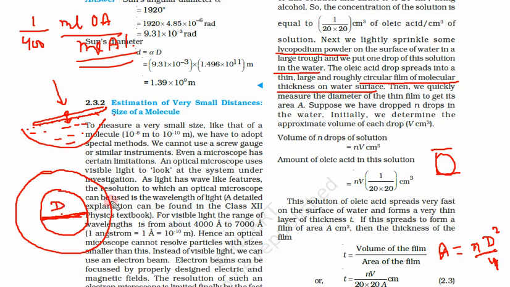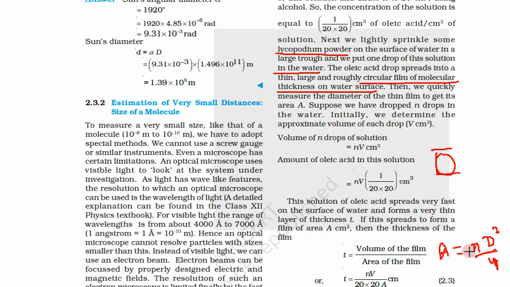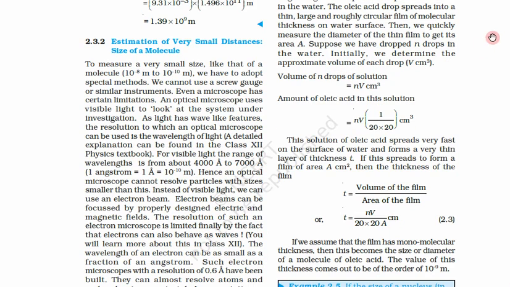Now we know this is the area. So this drop has spread on water, and we know the area of spread. Suppose we have dropped n drops in the water, or we have dropped one drop. N can be 1, 2, 3, 4, 5, 7, whatever. We can drop 1 drop, 2 drops, 3 drops and so on. We can drop n drops in the water. Initially we determine the approximate volume of each drop. So suppose the volume of n drops of solution is nV cm cube.